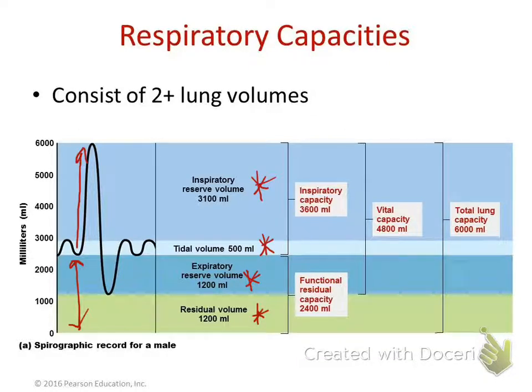Vital capacity is the total volume of air that can be moved. Like if we were to do that forced inhale followed by a forced exhale. All right, so that's what they're showing us right here. Total lung capacity kind of speaks for itself. That's all of the air that we can find in the lungs, regardless of whether it moves or not.